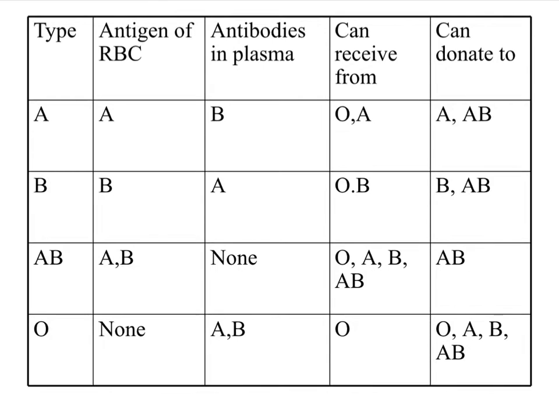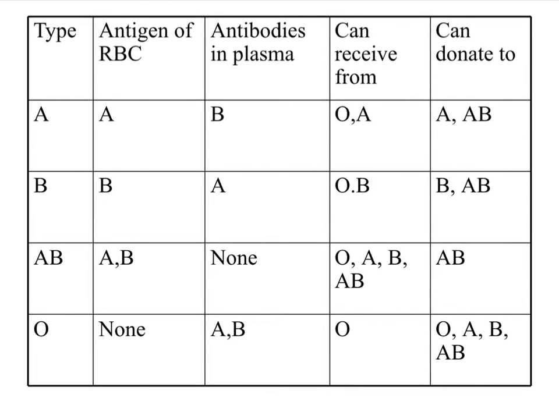Blood type AB has A and B antigens. It has no antibodies, so it can receive blood from anybody because it doesn't have any antibodies to attack it, but it can only donate to AB.